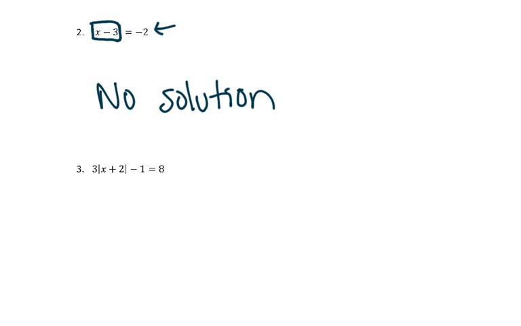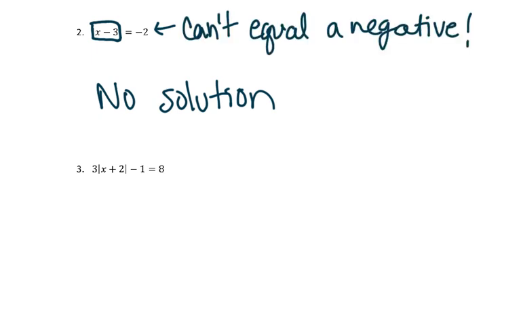Second example. I'm going to box it. Is the box the only thing on the left-hand side? Yes. However, look at it, it equals a negative. We can't have that. This is going to be no solution. So we're not even going to split it up. And let's make a note as to why we said no solution. So I wrote down that it can't equal a negative. If that's the case, again, no solution.